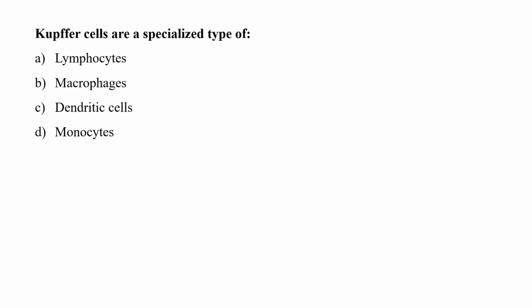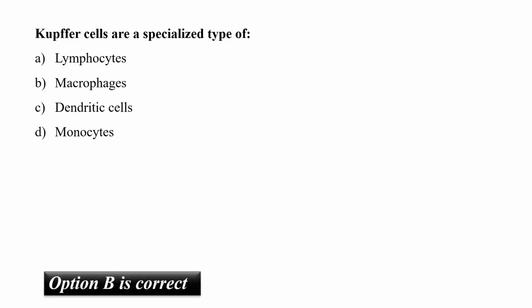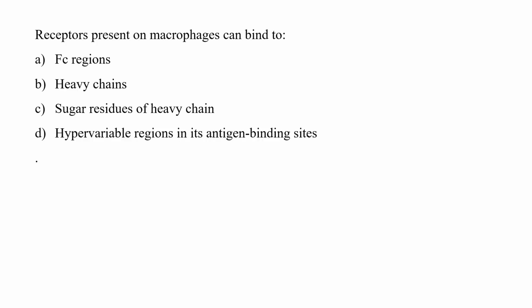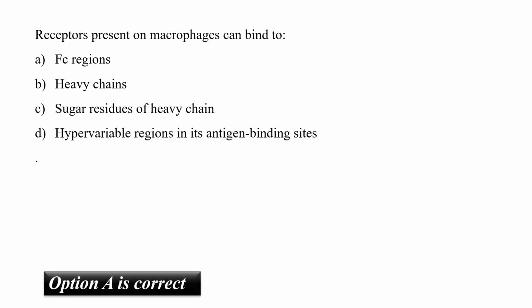Kupffer cells are a specialized type of a lymphocyte, macrophages, dendritic cells, or monocyte. That's very simple. Kupffer cells are the specialized macrophages which are found in the sinusoid of the liver, where they are phagocytic in nature. So option B is the correct answer. Receptors present on macrophages can bind to. We have just discussed that macrophages possess receptors for the Fc region of the IgG, which is option A.